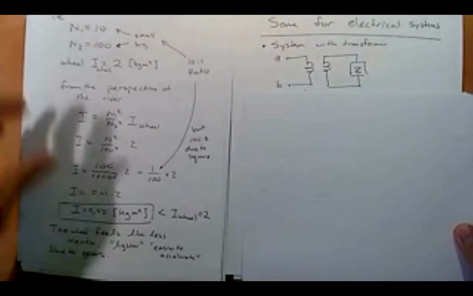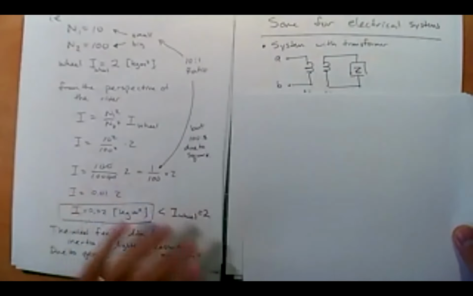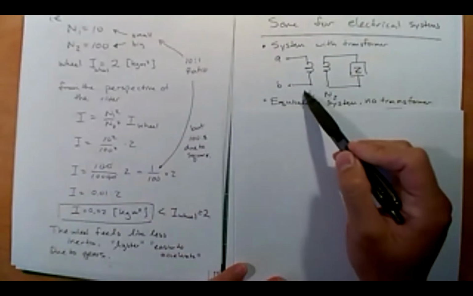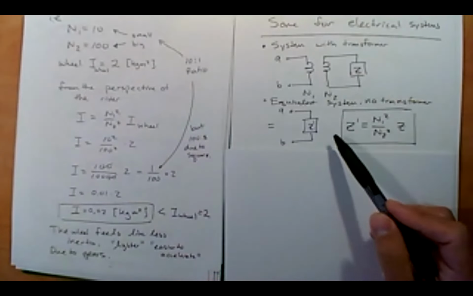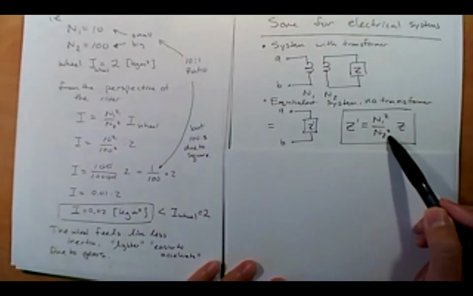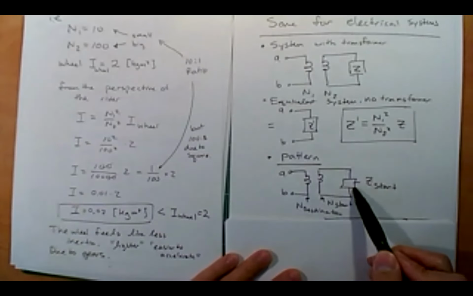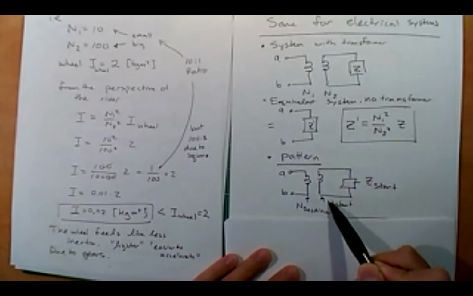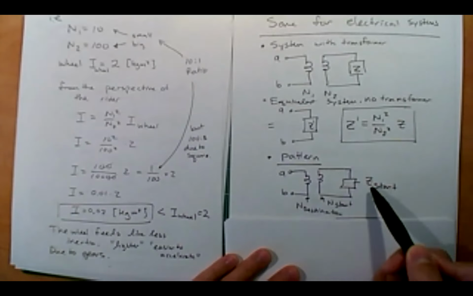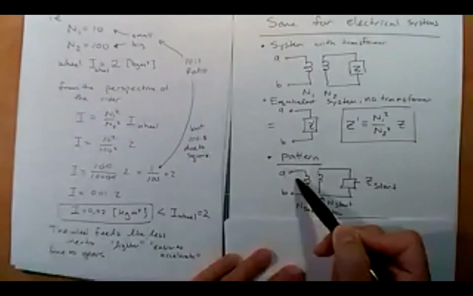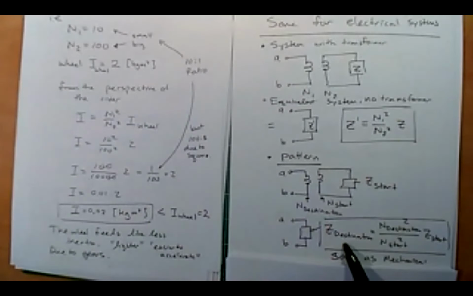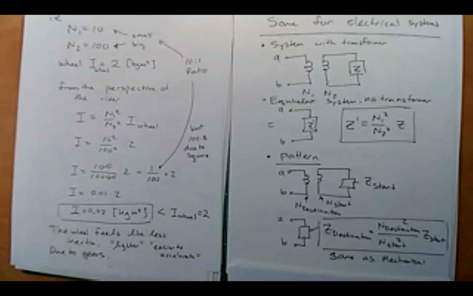Okay, so now let's go back to the electrical system and see if we see the same kind of correspondence. N1, N2, Z, and it's the same thing. The Z prime is the N1 squared over N2 squared Z. So the pattern is, let's say I have the Z at the start side, and the N on the start side and the N on the destination side. If I want to bring the Z on the start side over to the destination side, then the Z at the destination side is N destination squared over N start squared times Z start, same as the mechanical. So we can remember this as an equation. Okay, good.